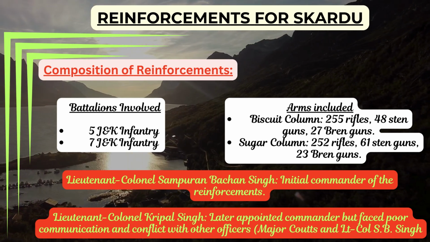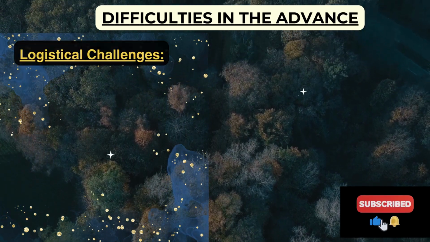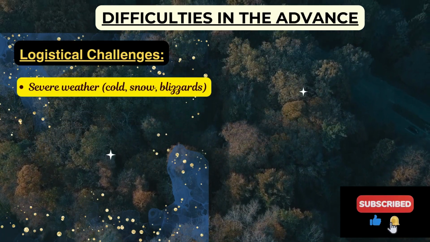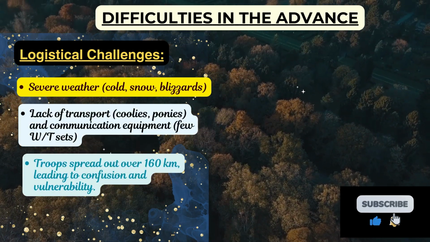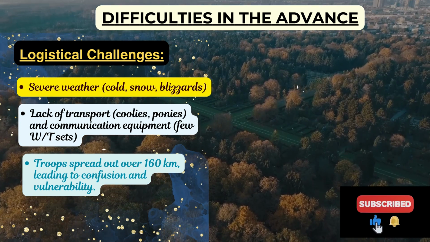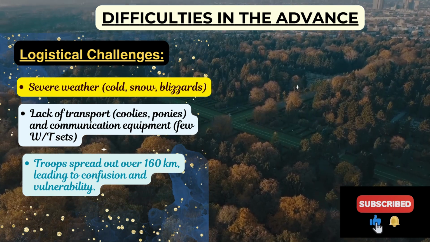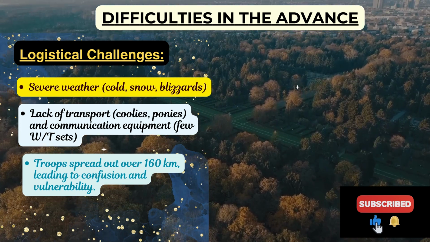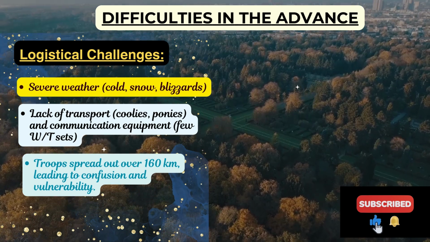Moving next, let's now discuss the difficulties in the advance faced by the reinforcements on their way to Skardu. These challenges were a major factor in the operation's failure. Let's break it down. 1. Logistical challenges. The troops faced severe weather conditions, including extreme cold, snow, and blizzards, which slowed down movement and drained their morale. There was a lack of transport, with very few coolies and ponies available to carry supplies, and communication equipment was scarce, with only a few wireless sets, WT, in use.